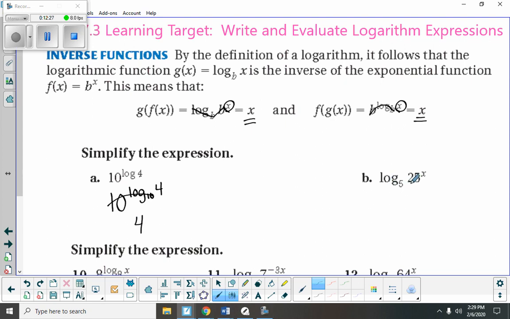Now, if you look at this one, you might say we don't have the same bases, but if you think about 25, that can be written as 5 squared. And then there's still an x in the exponent. So now we have log base 5, and here's a base 5, so they kind of undo each other, and your answer is 2x.